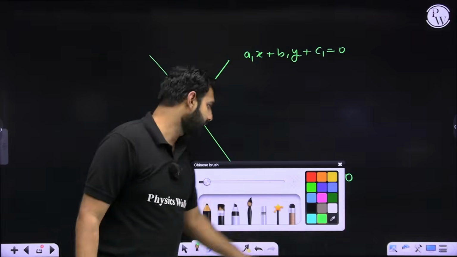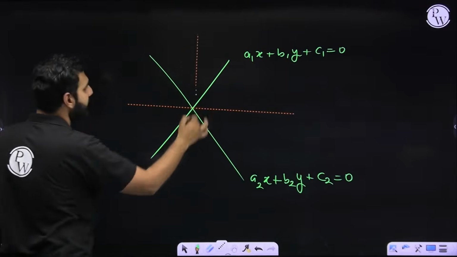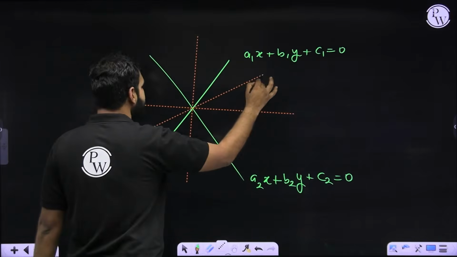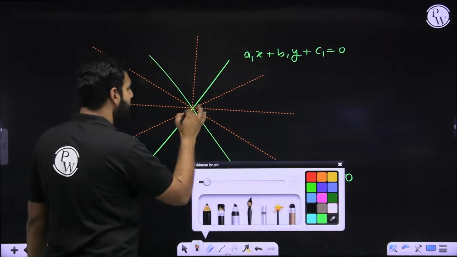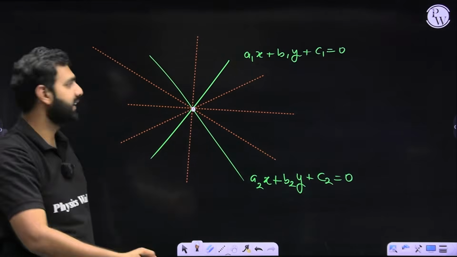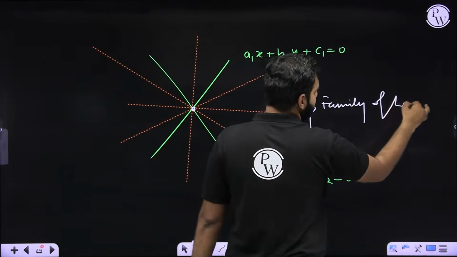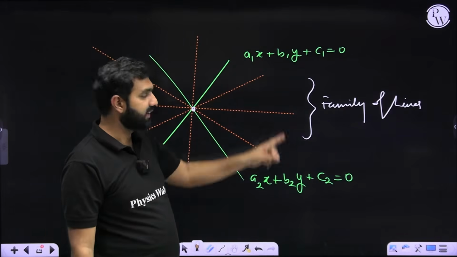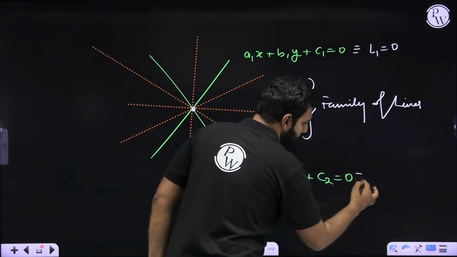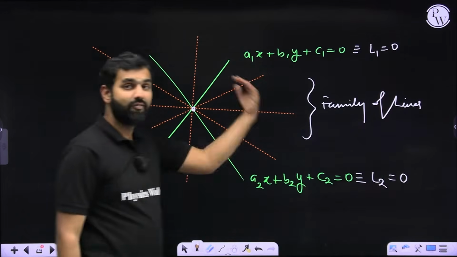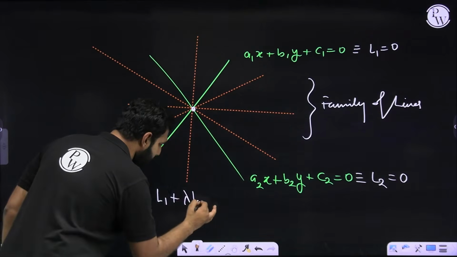Now, from their point of intersection, I hope you can see, infinite lines can pass from the point of intersection of these two lines. The set of these infinite lines is called the family of lines passing through the intersection of this and this line. So if the equation of this line is L1 is equal to 0, and the equation of this line is L2 is equal to 0, then the family of these lines, all the lines combined in a clubbed manner, is given by L1 plus lambda L2 is equal to 0.